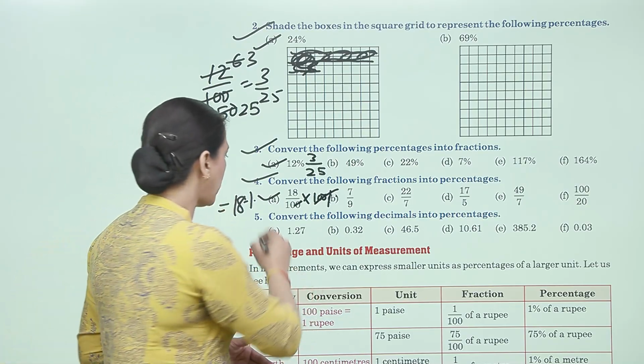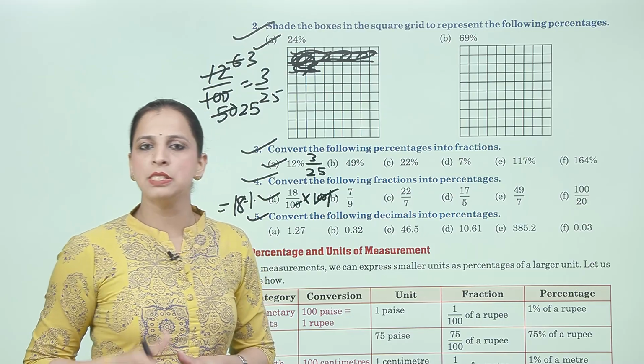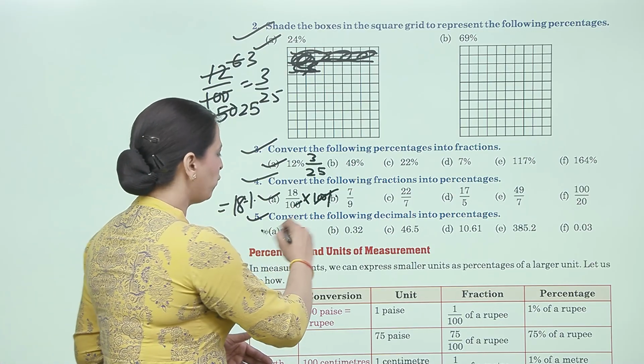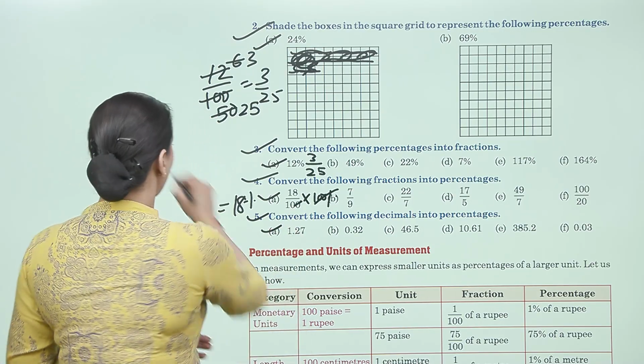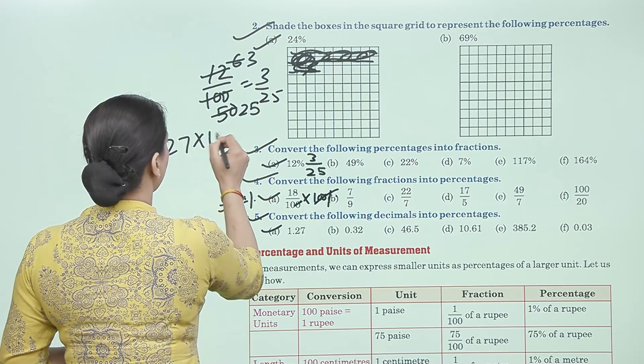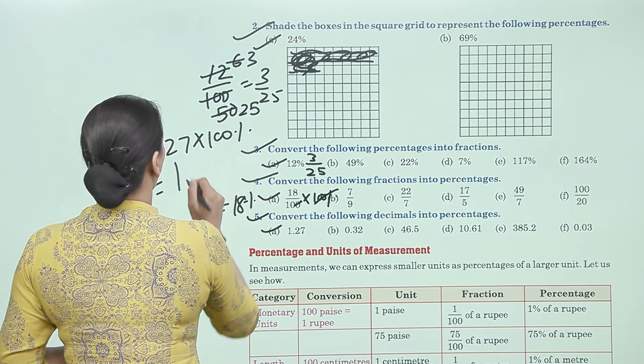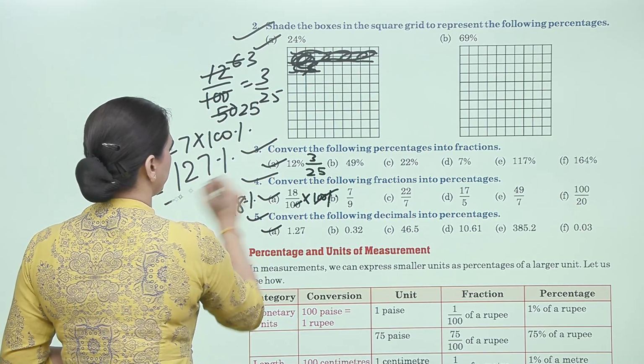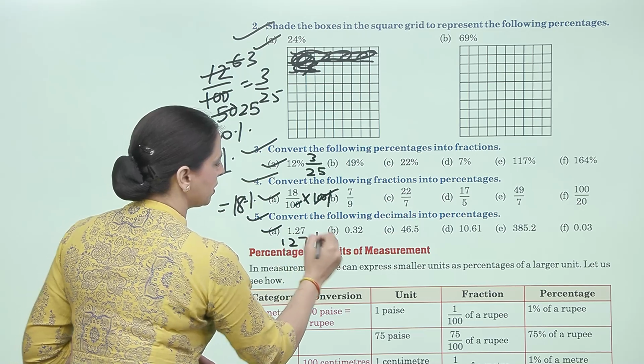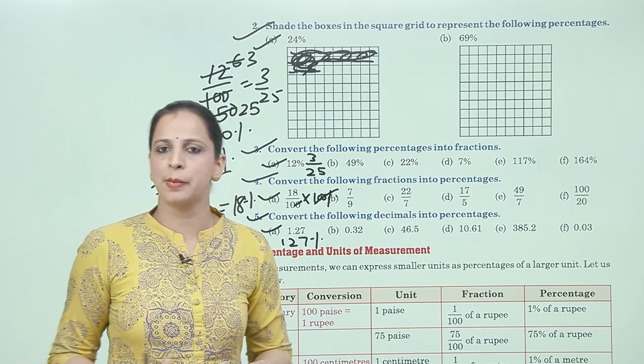नाउ नेक्स्ट क्वेश्चन नंबर 5, कन्वर्ट द फॉलोइंग डेसिमल्स इनटू परसेंटेजेस. ए पार्ट 1.27. 1.27 multiply by 100%, that is 127%. 127%. तो बच्चों सेम मेथड को यूज करते हुए बाकी के पार्ट्स आप खुद ट्राई करेंगे.